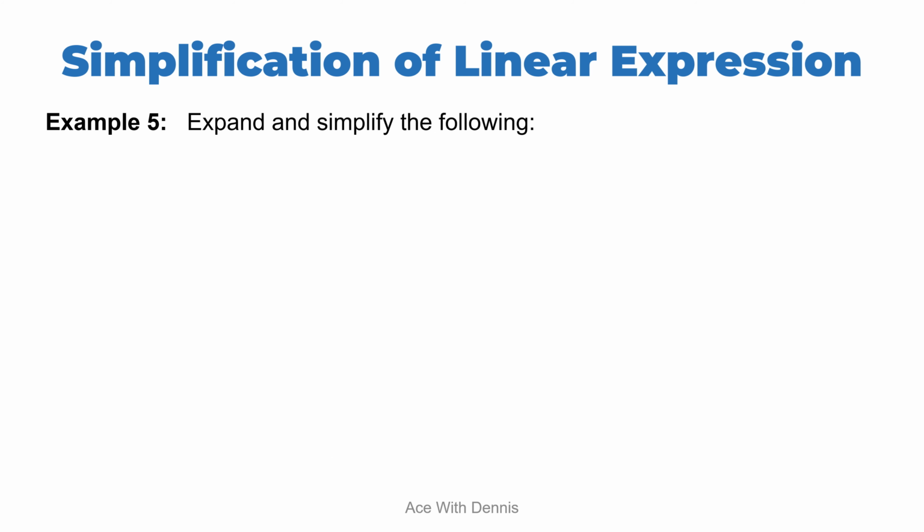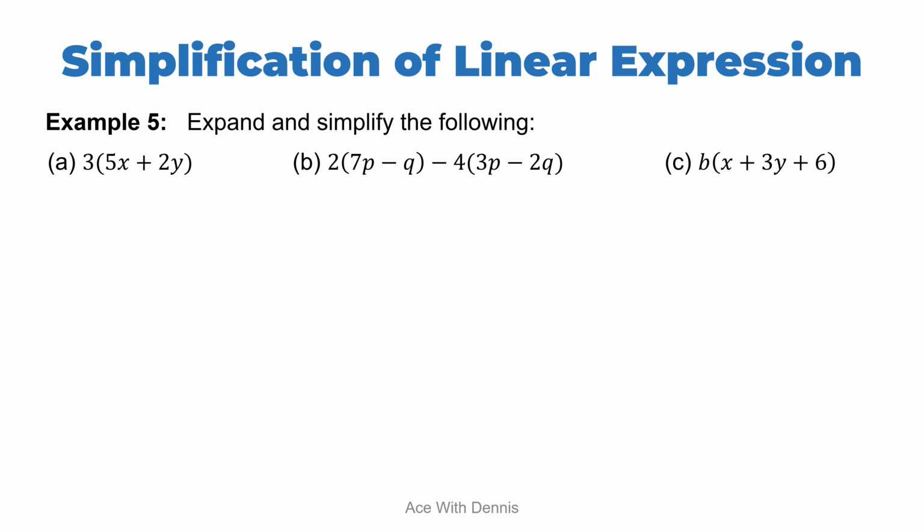Example 5. Expand and simplify the following. A. 3 bracket 5x plus 2y. B. 2 bracket 7p minus q minus 4 bracket 3p minus 2q. C. b bracket x plus 3y plus 6. D. Bracket 5a plus 6b minus 2c times negative 2m. E. 4 bracket 2x minus 3 bracket 7 minus x.